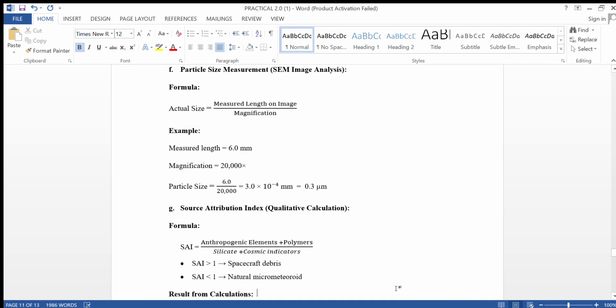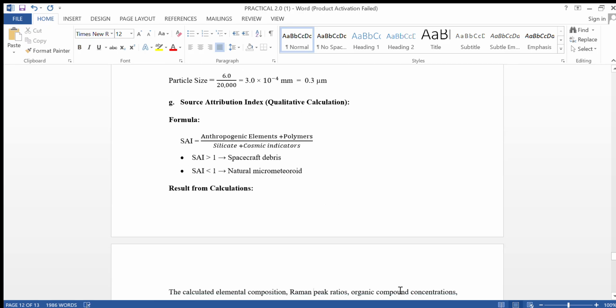Source attribution index, qualitative calculations. SAI is equal to anthropogenic element plus polymer over silicate plus cosmic indicators. If SAI is greater than 1, it is spacecraft debris, and if SAI is less than 1, it is natural micrometeorite. Result from calculations.